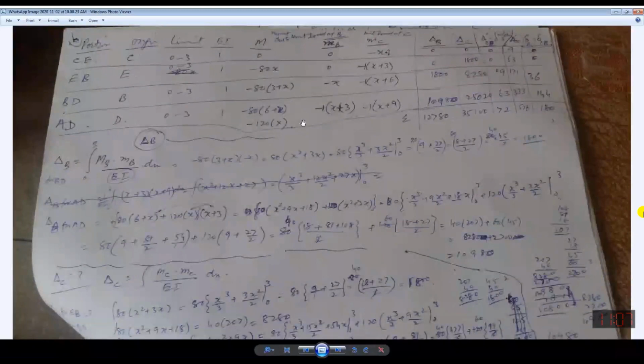Now I move to the second requirement, which is the unit effect of unit load.